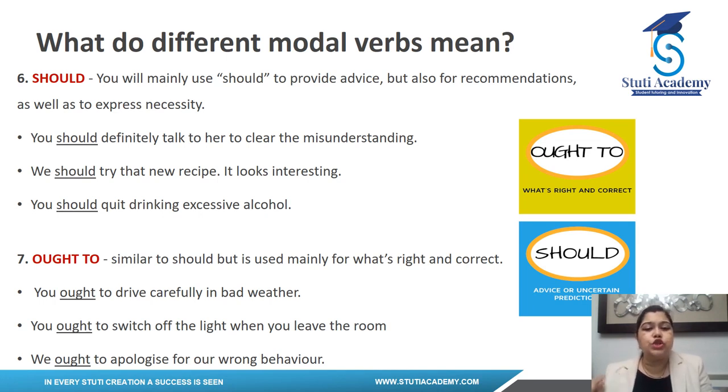You ought to switch off the lights when you leave the room. Again, the right thing to do. Switch off the lights, save the electricity. We ought to apologize for wrong behavior. Yes, that's the right thing. If I am annoying someone, I ought to apologize. So we ought to apologize for our wrong behavior.